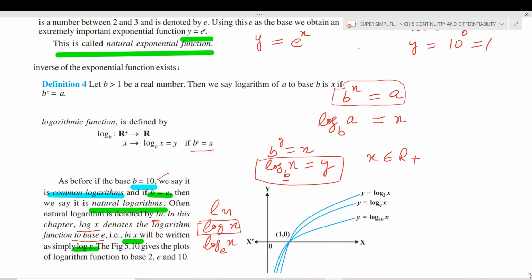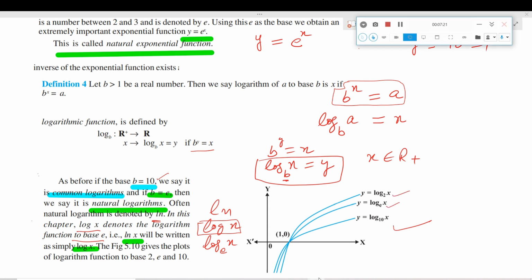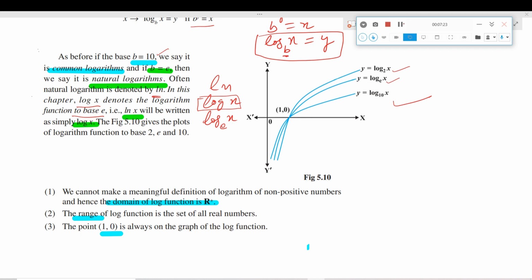Also, I will show you this figure completely. This is giving you the graphs of the logarithm function with different bases. You can see the graph with base 10, the graph with base e, and the graph with base 2. So here in this figure you can view the graph of the logarithmic function with different bases.